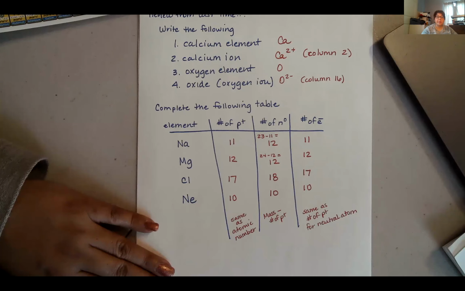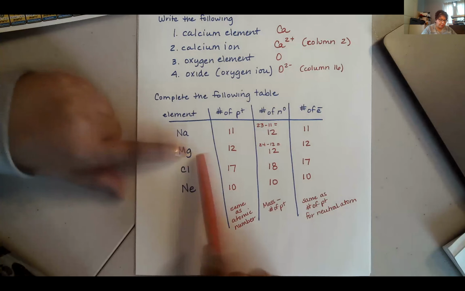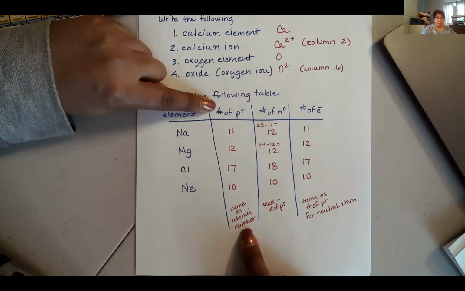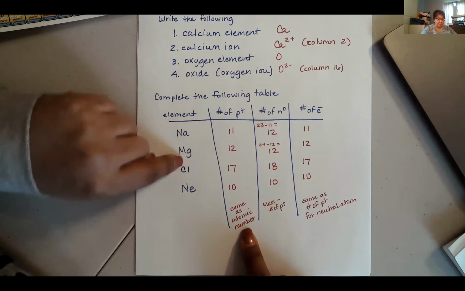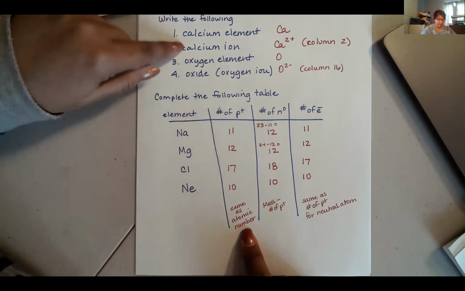Let's check your progress. So in order to fill out this chart, you're going to need your periodic table. And let me share my screen. There we go. So now, how do you fill out this chart? Well, remember that the number of protons is going to be the same as the atomic number. So for sodium, the atomic number is 11, magnesium 12, chlorine 17, neon 10.